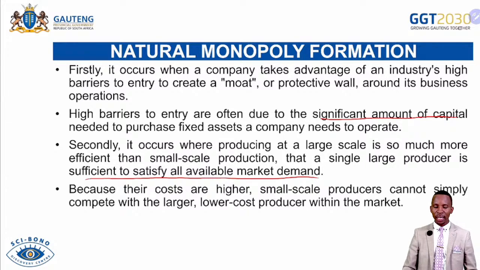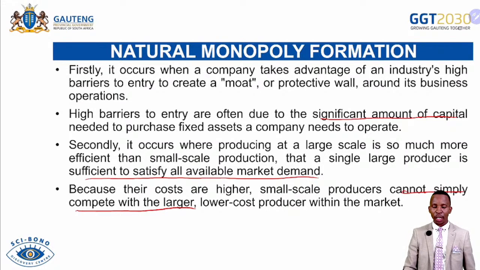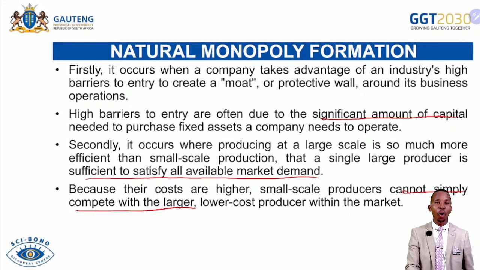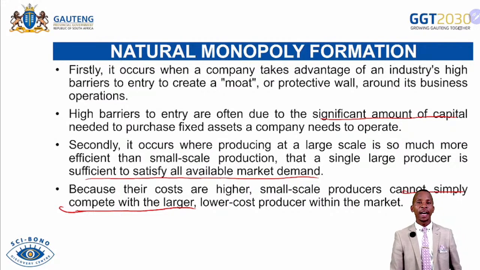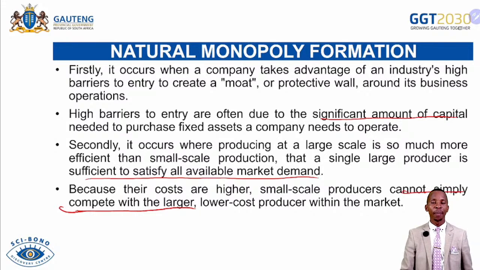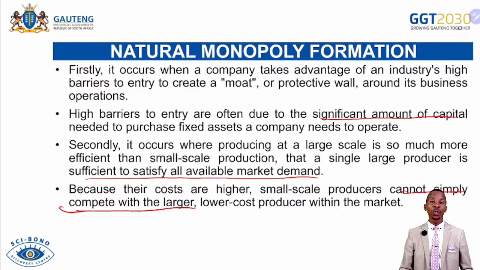So because their costs are high, small scale producers cannot simply compete with larger scale producers. These firms that are producing at a lower output and at a higher cost cannot simply enter and compete with these larger scale producers, because these larger firms are selling at a lower cost within the market, while the smaller firms will always be selling at a higher cost. So the competition will not be fair. Therefore, they will be forced not to enter the market because they are facing a strategic firm that is existing to supply the entire market with that particular product.